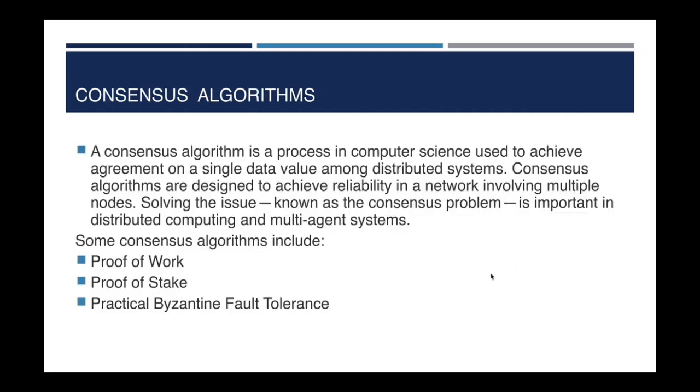Now let us see what is consensus algorithm. So in order for the network to decide which transaction should form a block, and where it should be placed in the blockchain, consensus algorithm should be in place. Consensus algorithms are designed to achieve reliability in the network involving multiple nodes or multiple peers. There are different types of consensus algorithm, which are proof of work, proof of stake, practical Byzantine fault tolerance.